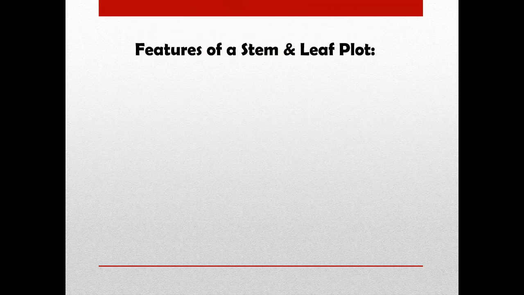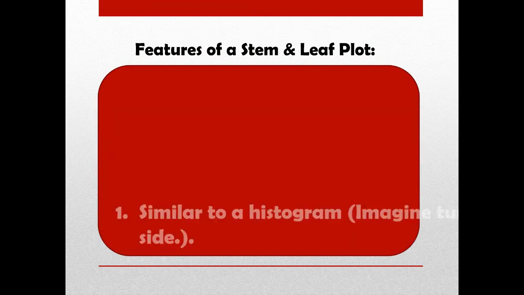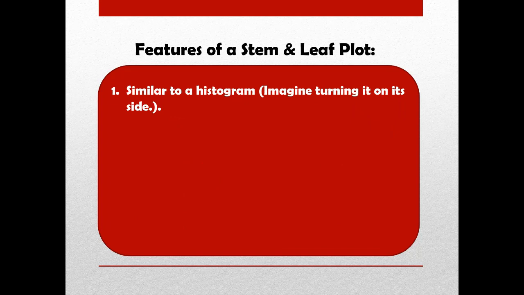So what are the actual features? Well, first, it's similar to a histogram. If you turn it on its side, then the way that we have those numbers aligned, they look like the bars in a histogram. More leaves equals a higher bar. They still contain all of the original data values. One of the drawbacks of a histogram is that we can't see the data values anymore. But in a stem and leaf plot, we still can.